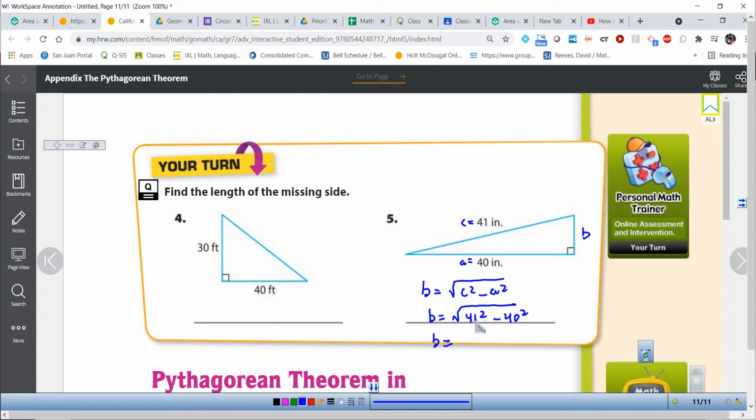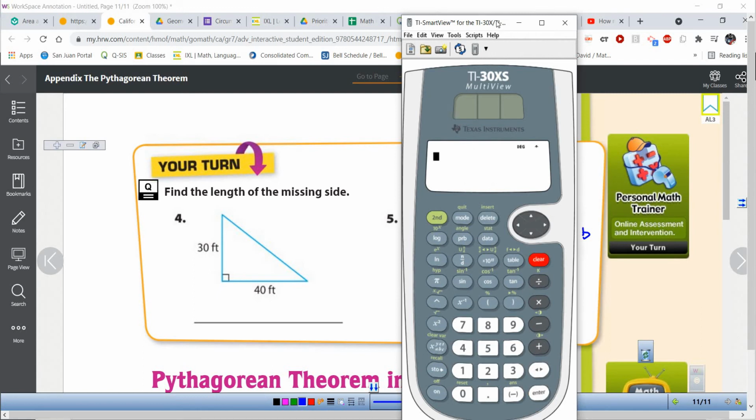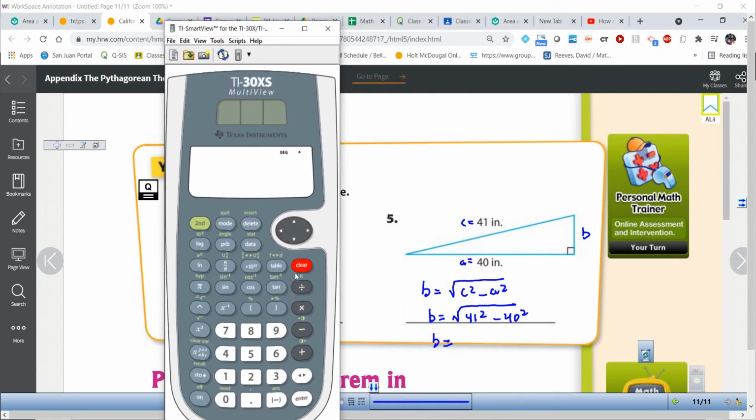By the way, just a quick note, 41 squared minus 40 squared is not 1 squared. You can't work math that way. You have to square them separately. All right, so let's go to our handy-dandy calculator. You are definitely going to want to use a calculator for these problems.